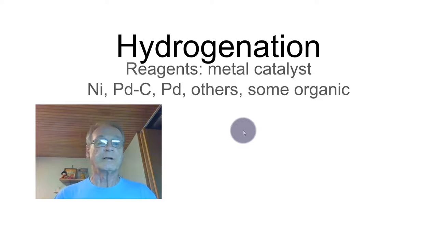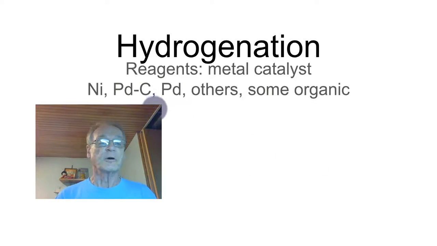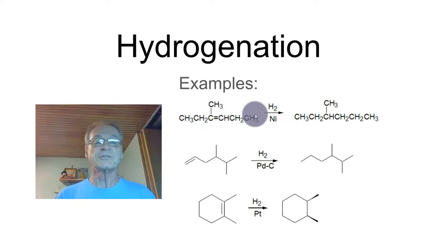So what about the catalyst? Well, as I've said, it can be nickel, palladium, platinum is sometimes used. This is a symbol for palladium on charcoal, which is a way of putting in the catalyst in such a way that it's very easy to recover. Palladium and platinum in particular are pretty expensive, so you want to recover the catalyst so you can use it again another time. As I said, there are many others. There are even some organic compounds that can serve as hydrogenation catalysts.